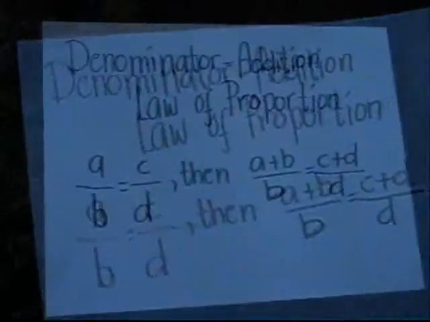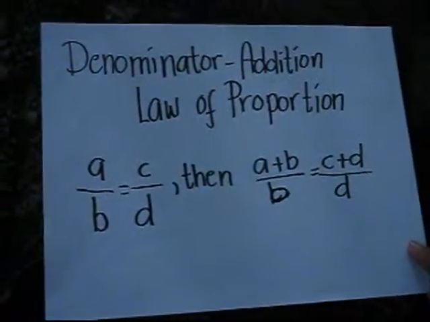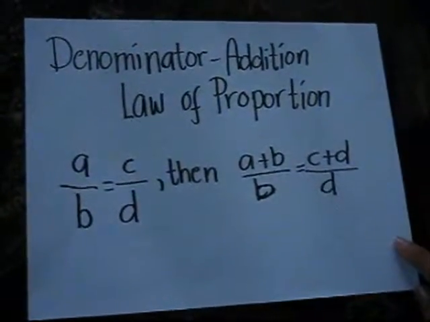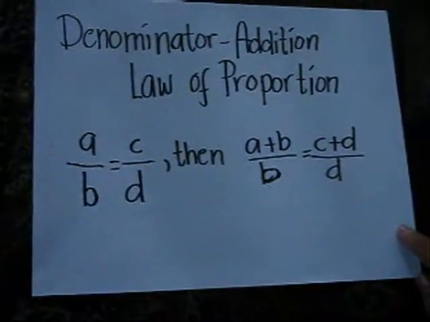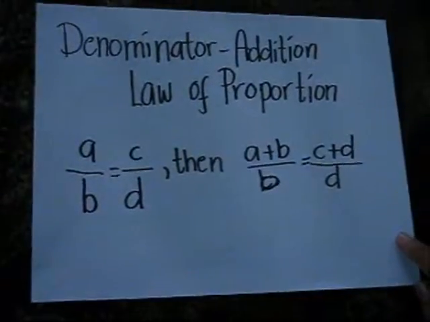The fourth law of proportion is the denominator addition law of proportion. If A over B equals C over D, then A plus B all over B equals C plus D all over D, wherein B and D are not equal to 0.